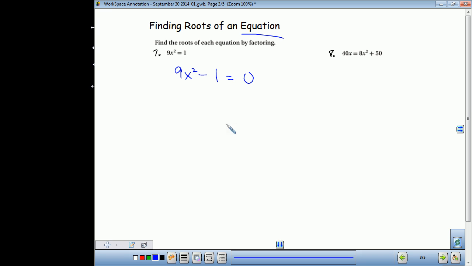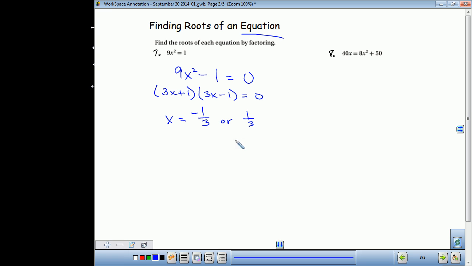Does that quadratic equation factor? Yes, this is a difference of squares, isn't it? 3x plus 1 and 3x minus 1. So x will be the opposite of this divided by that, negative 1/3, or the opposite of this divided by that, positive 1/3.